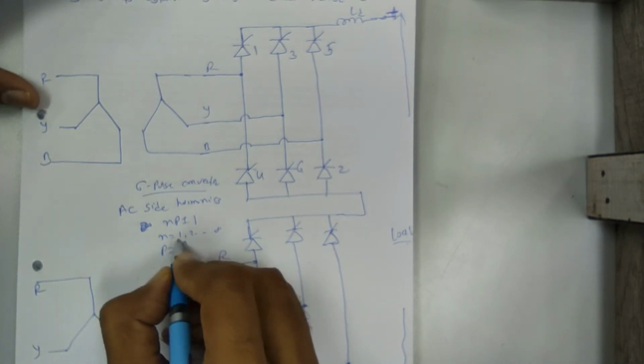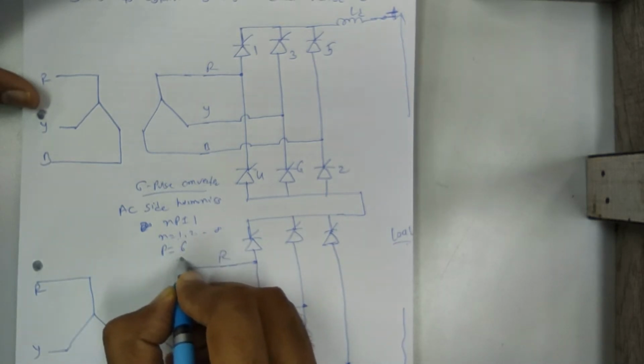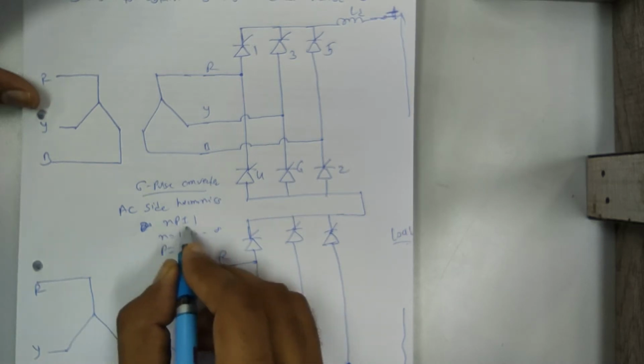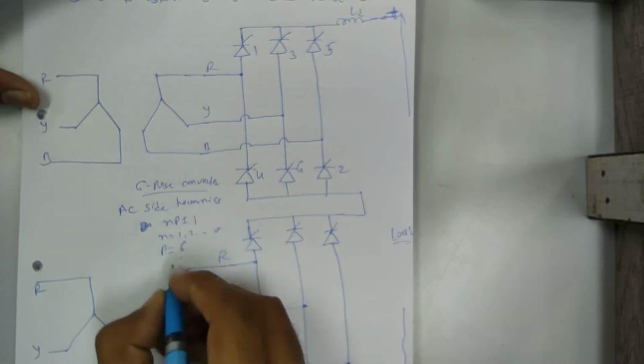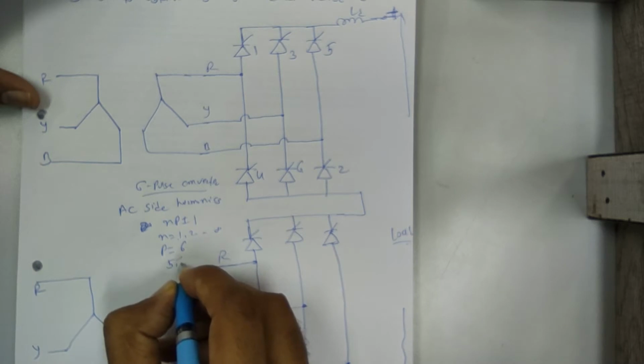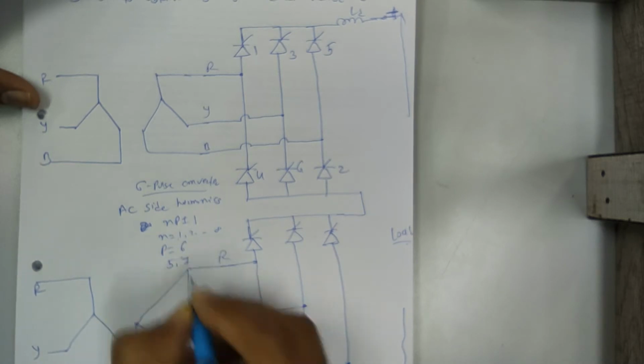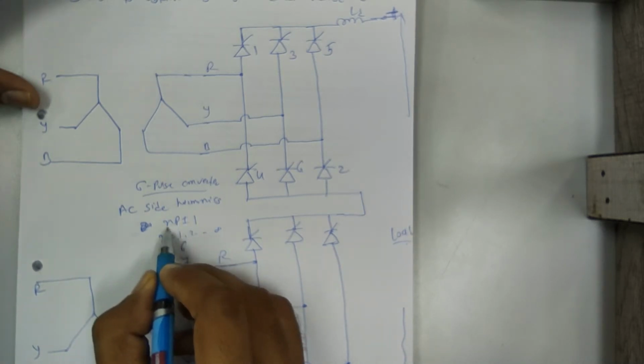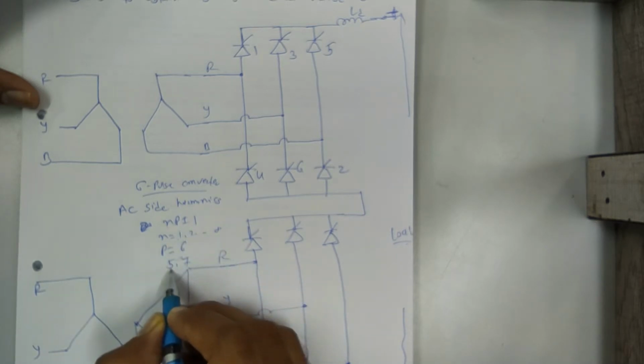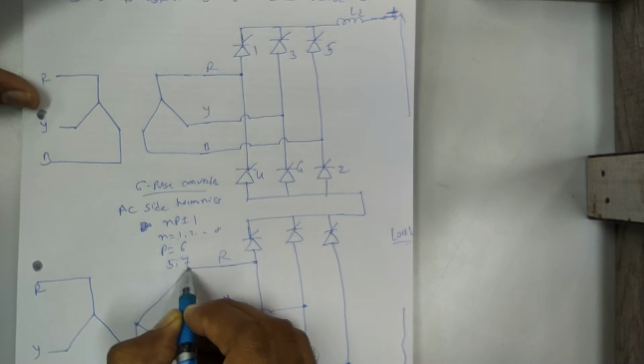So here for N is equal to 1, P is equal to 6. The order of harmonic you get at the AC side is how much? First is 5th and second is 7th. P is 6, N is 1, so 6 plus minus 1, so 5th and 7th lower order harmonics you get, which is a dominant harmonic.